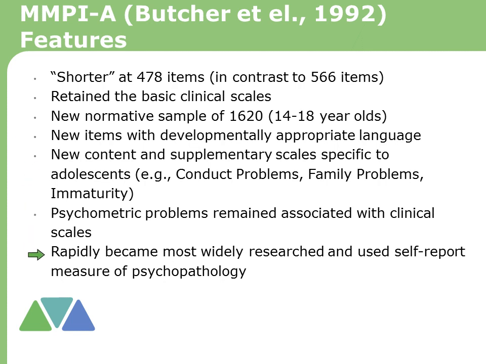And it rapidly became the most widely researched and used self-report measure of psychopathology for adolescents, just like its predecessor had. It did, however, also maintain the clinical scales for better or worse. The better part was that there was a research literature by Marks, Seeman, and Haller on the clinical scales. The bad part was the psychometric problems that exist in the basic scales were just carried over to the MMPI-A.